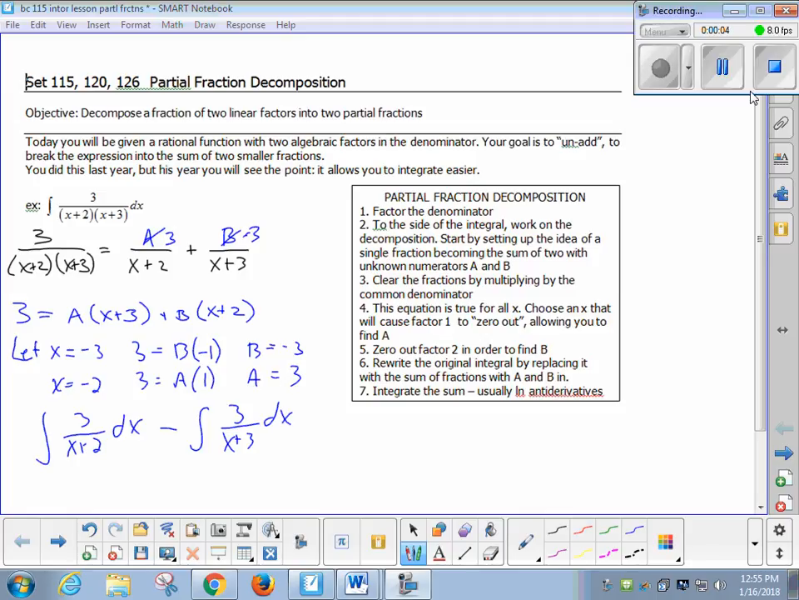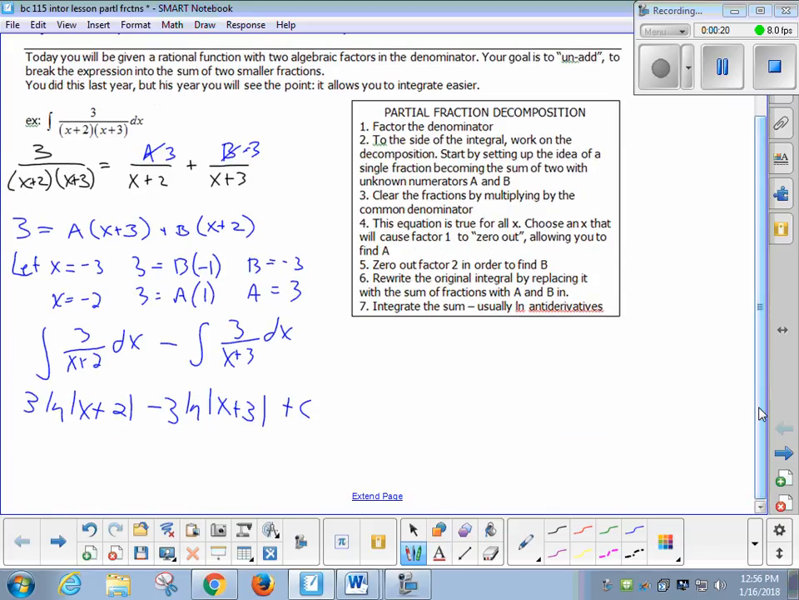Okay, here we go. So our answer is something like 3 natural log of the absolute value of x plus 2 minus 3 natural log of the absolute value of x plus 3. Say, as often happens in the back of the book, you saw a little different answer. What single term might you see as a consequence if you use log rules? x plus 2 over x plus 3, that whole quantity to the third.